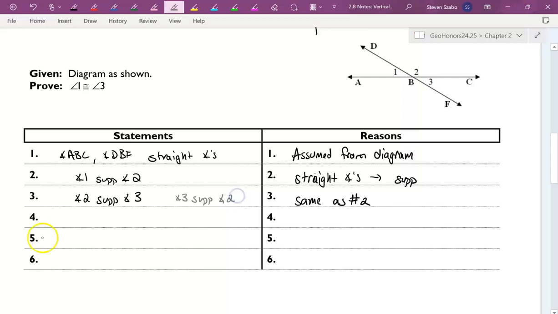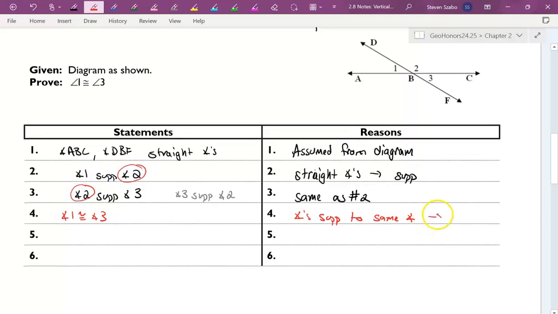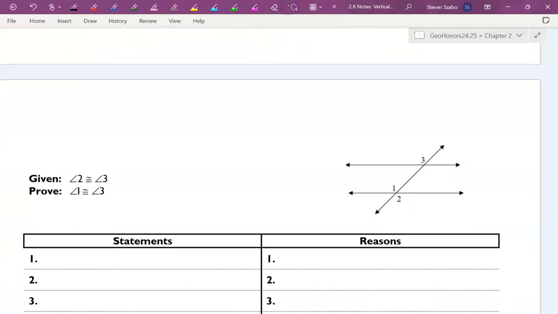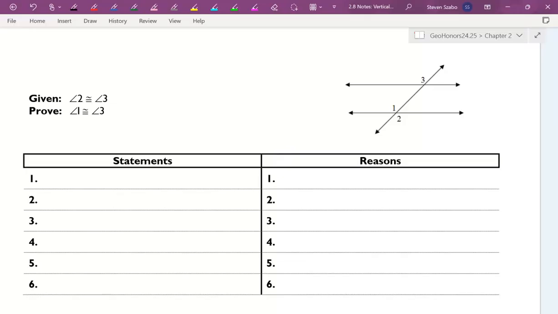So since we have angles supplementary to the same angle, we can make the conclusion that angle 1 is congruent to angle 3 because angles supplementary to the same angle are congruent. And since it is angle 2 in both cases, it implies that those angles are congruent. So that's a proof that vertical angles are always going to be congruent because of the way vertical angles are defined. What I'd like you to try to do is try this one proof on the next page.